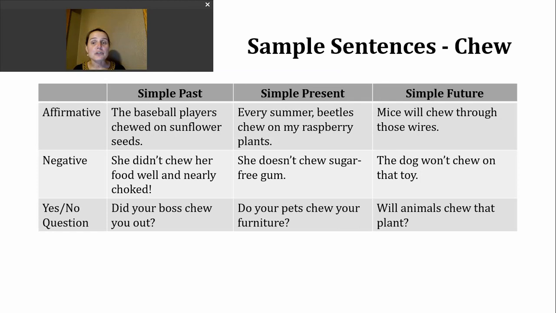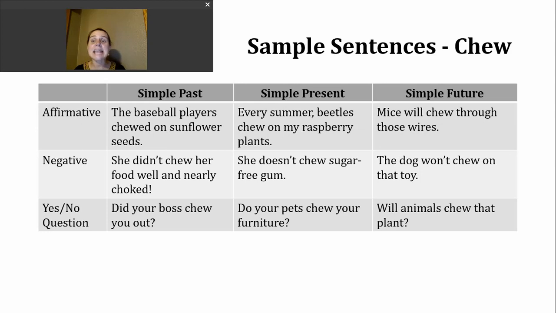In the simple future, today we'll practice using will. So the nice thing about using will in the future is that will stays the same no matter what the subject is, singular or plural, and then what comes after is always the base verb. So let's take a look at an example. Mice will chew through those wires. Perhaps we're talking about something that's in a garage or a barn, something outdoors.